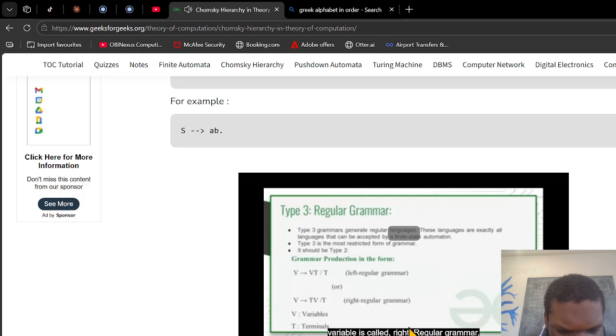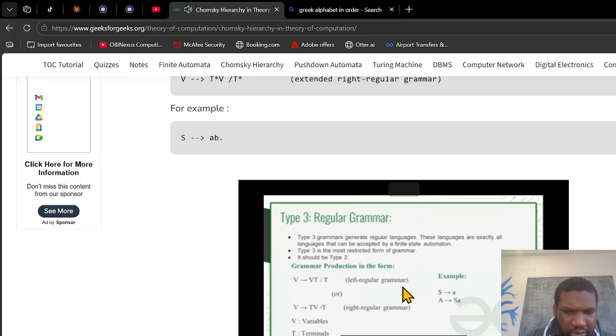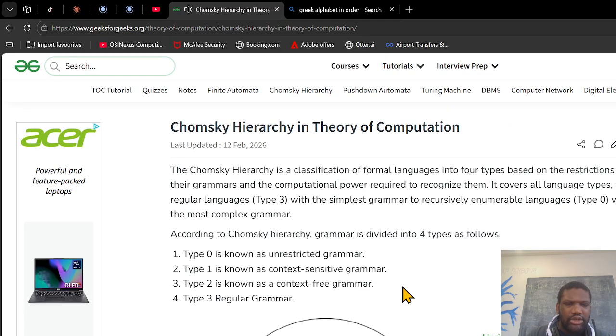No grammar, right. So you're going to have a terminal.